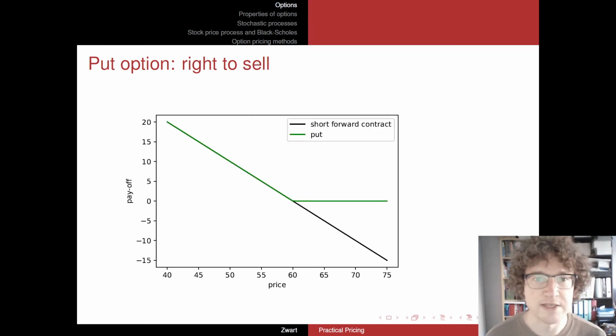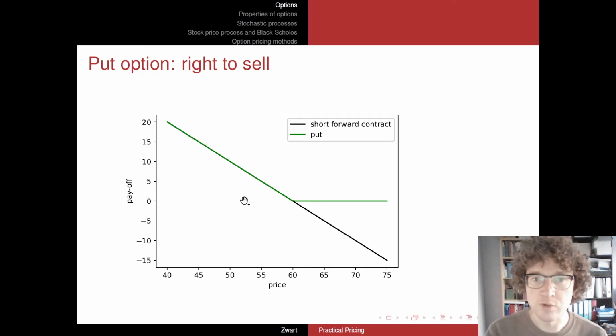The converse of that is a put option. Put option is a right to sell. So again, here I have a forward contract, and if I have a forward contract with you in which I'm going to promise to sell a stock at a particular price, that's going to be called a short forward contract, and the opposite would have been a long forward contract. That's what we have been looking at before.